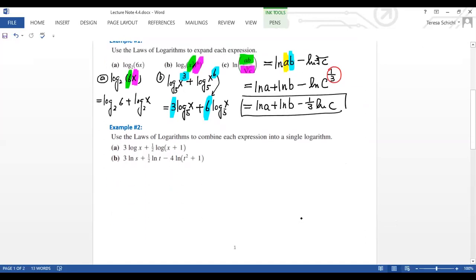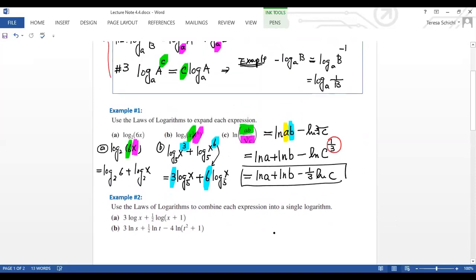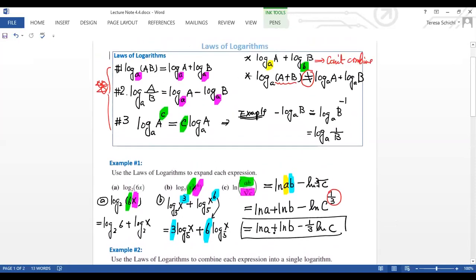All right, now let's take a look. Example 2 is a kind of going backward. I want to combine into a single log. Okay, so before we do that, let's make sure we know what this law means, right? So like log A plus log B, we say it's log AB. There is nothing in front of this log. If you have 3 or you have 4, then you cannot combine. So here, there's nothing in front, right? So just like here, the log and the log, if you want to use the rule, there's nothing in front.